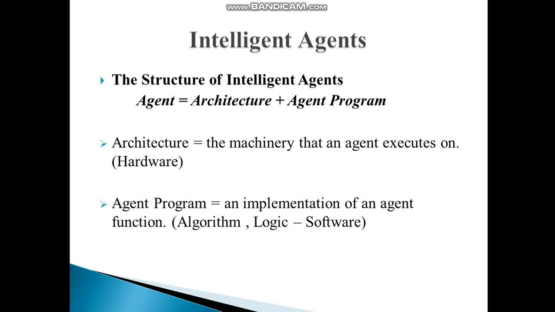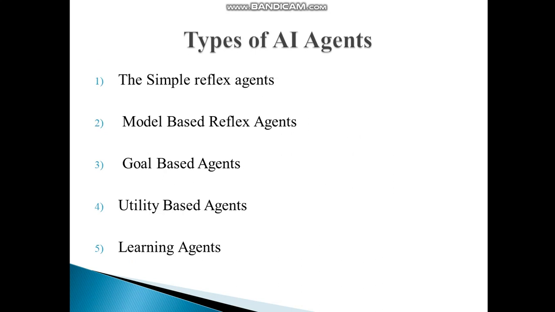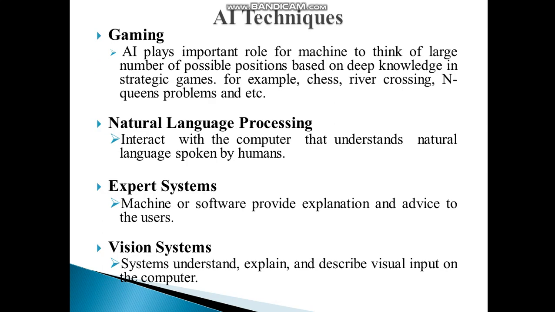Next, intelligent agent. The structure of an intelligent agent is the combination of architecture and agent program. Architecture is the machinery that an agent executes on. Agent program is the implementation of the agent function, that is the software. Types of AI agents: simple reflex agent, model based reflex agent, goal based agent, utility based agent, and learning agents.